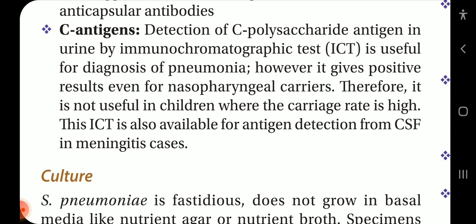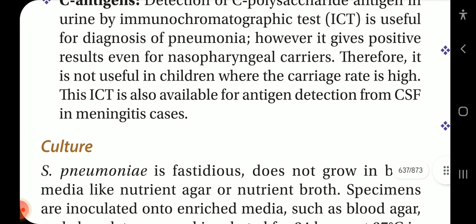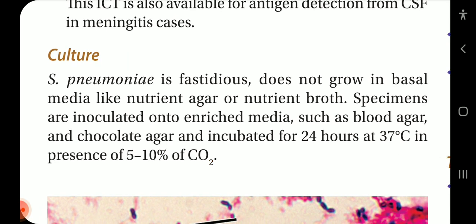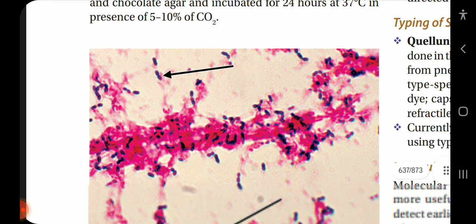Therefore, it is not useful in children where the carriage rate is high. This ICT is also available for antigen detection from CSF in meningitis cases. Culture: Streptococcus pneumoniae is fastidious, does not grow in basal media like nutrient agar or nutrient broth. Specimens are inoculated onto enriched media such as blood agar and chocolate agar and incubated for 24 hours at 37 degrees Celsius in presence of 5 to 10% of CO2.